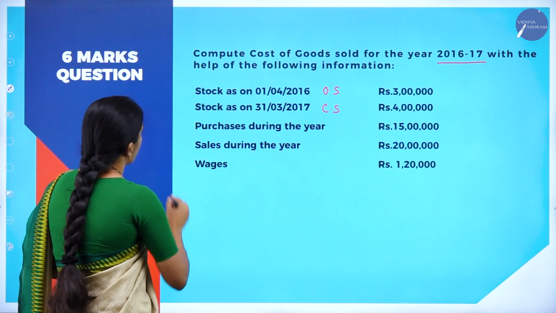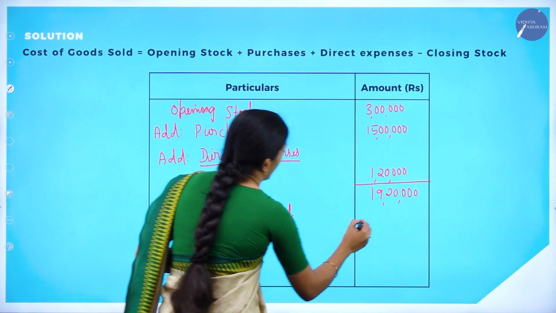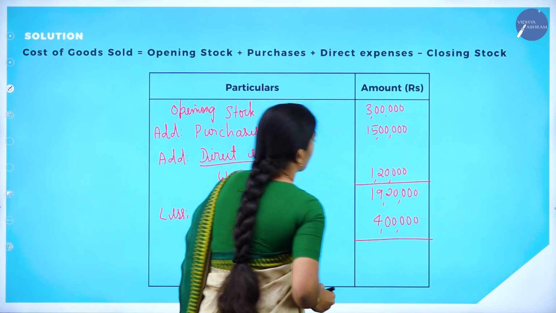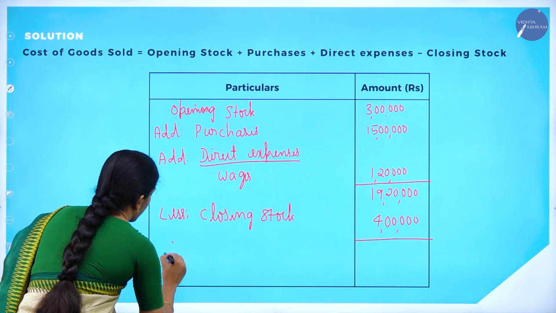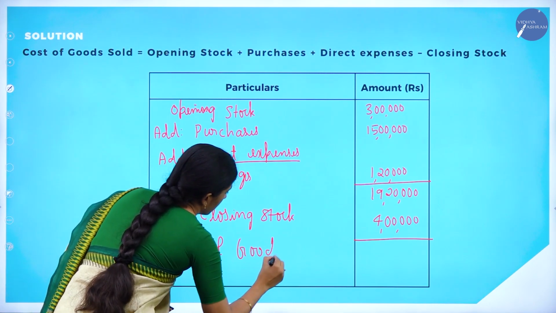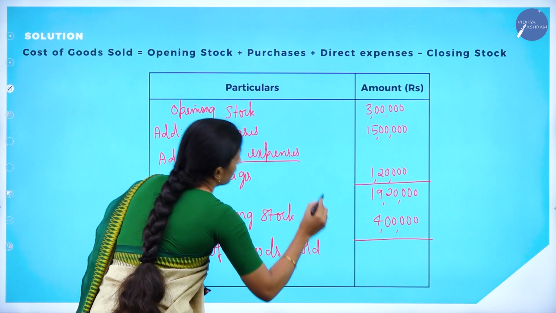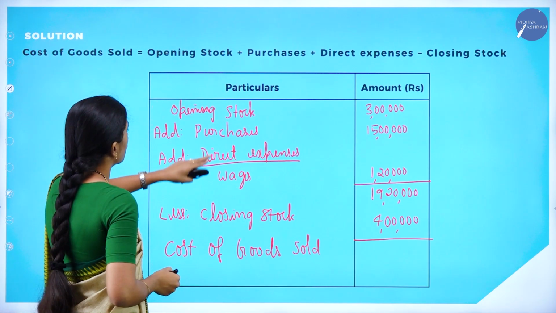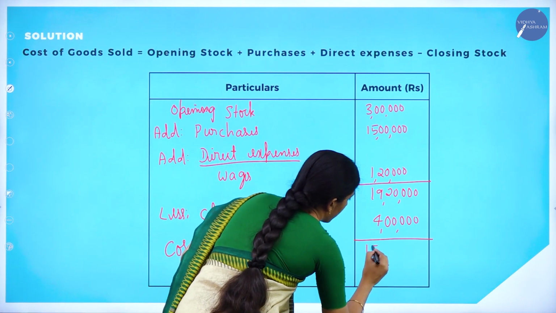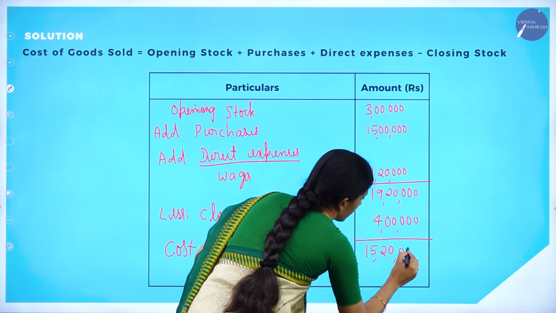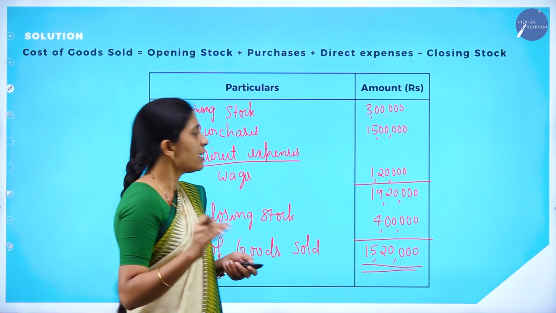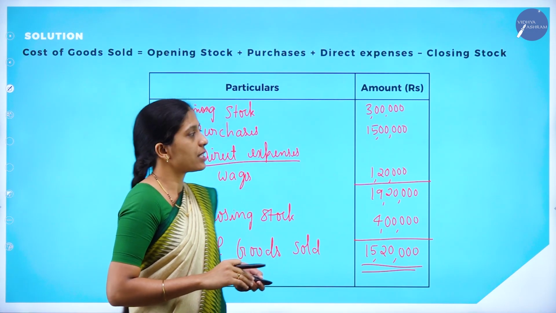Less closing stock. So closing stock during the year is 4 lakh. So your cost of goods sold will be opening stock, add purchases, add direct expenses, minus closing stock. It will be 15,20,000. So this is cost of goods sold. So very simple problem for 6 marks. So hope you have understood this problem.